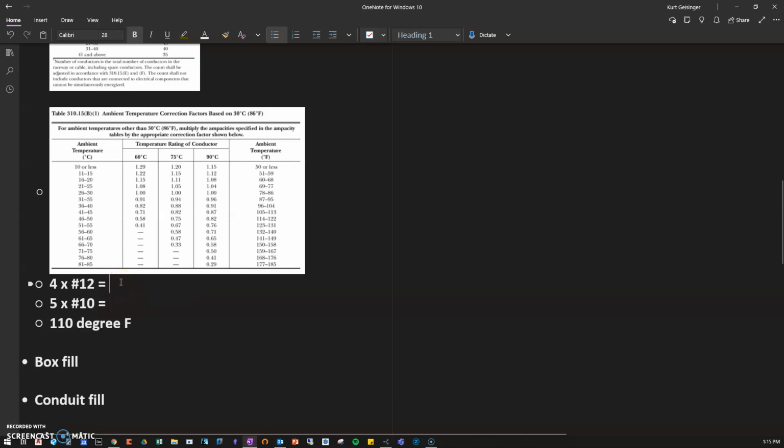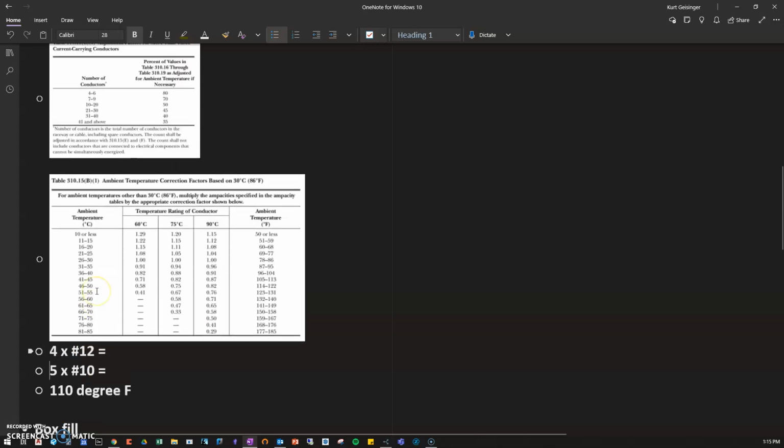So the first question you got to ask yourself, and we're only talking about the current carrying conductors. The test is going to make that clear in the problem, but basically what that means is we don't count grounds. So I'm telling you now, we have 4 number 12 current carrying conductors. We have 5 number 10 current carrying conductors. That gives us a total of 4 plus 5, or a total of 9 current carrying conductors. So I have 9 current carrying conductors in this pipe, and they're in a 110 degree ambient temperature environment.